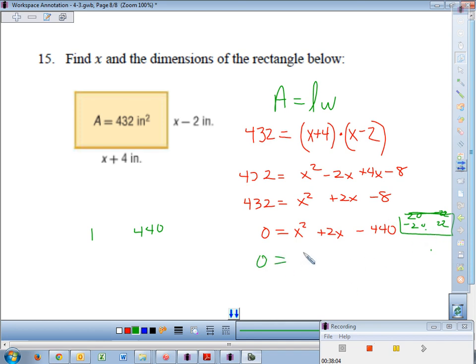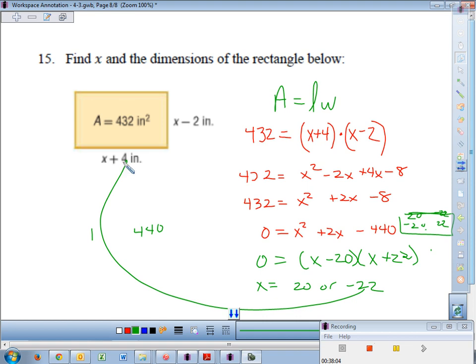So we've got to now factor this. That would be x minus 20 times x plus 22, correct? So let's solve. What could x equal? 20 or negative 22. Those are our two algebraic answers. Do they both make sense? Maybe, maybe not. Just because you get a negative doesn't mean you have to throw it out. I'm going to repeat that. Just because you get a negative doesn't mean you have to throw it out.